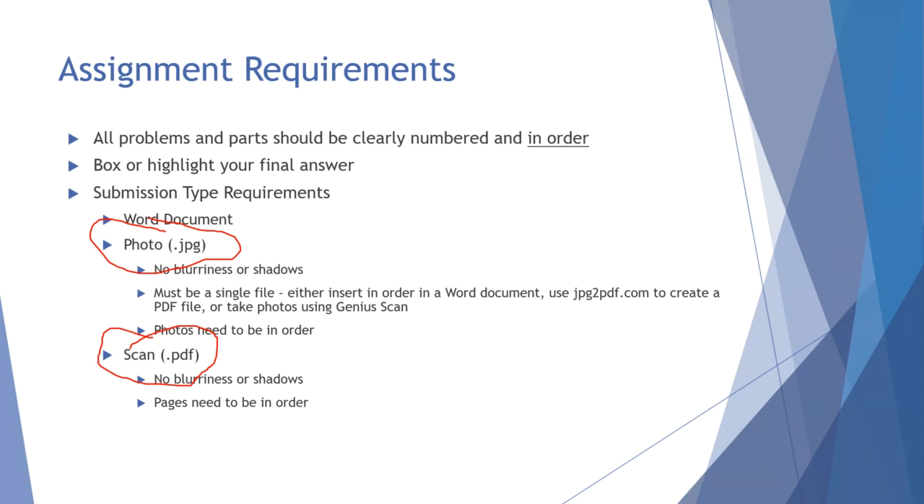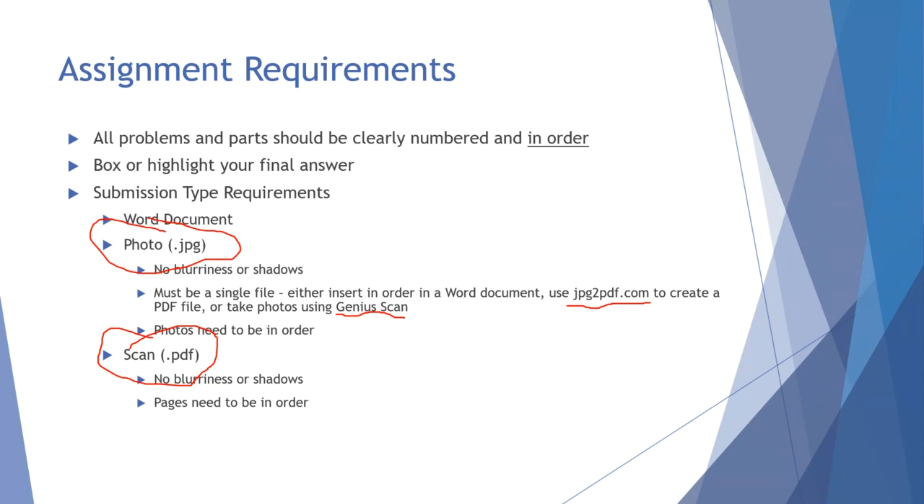If not, then you can either insert photos in a Word document and save them that way and submit a Word document to make sure they're in order. Or there's this great website, jpeg2pdf.com, where you just upload your photos and then you hit convert and it will create a PDF for you. Just make sure that they're in order. And there are also phone apps like Genius Scan. You can download that to your phone, take pictures and it creates a PDF file. And then if you have the Blackboard app on your phone, you can upload that PDF to Blackboard, or you can email it to yourself, and then download it onto a computer and upload.